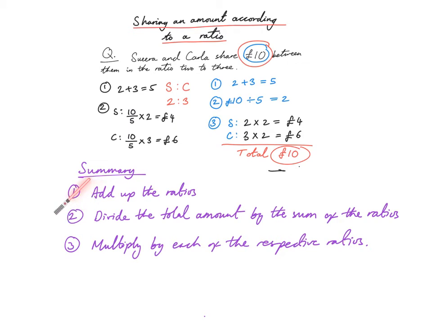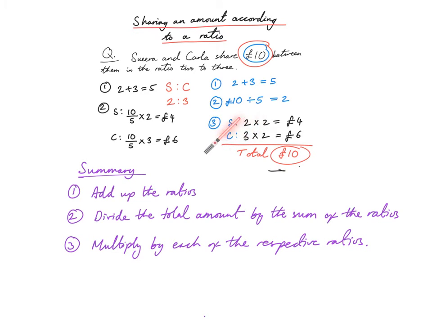So what we mean here in step 1, when we say we add up the ratios, is that here the ratios were 2 to 3. We add them up, so 2 plus 3 is 5. And in step 2, we divide the total amount by the sum of the ratios. So the total amount was £10, and we divide £10 by 5, and we get an answer of 2. Now this answer of 2 we use in step 3 when we multiply by each of the respective ratios.